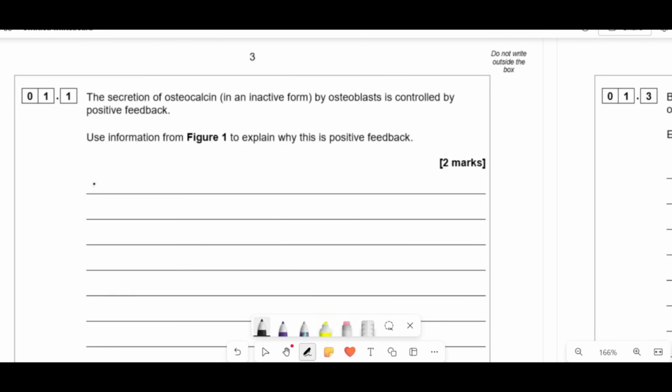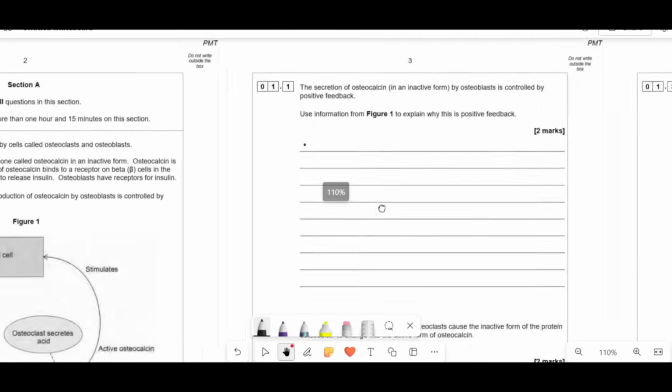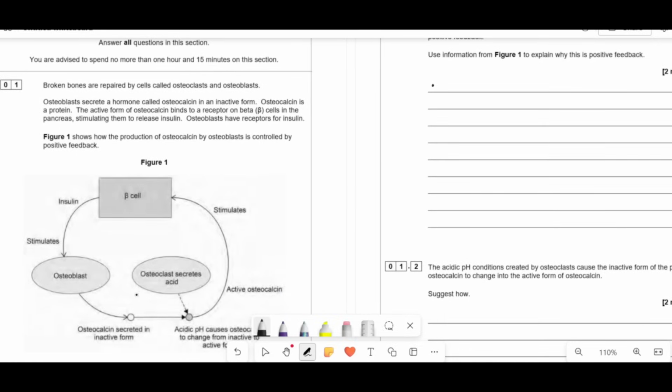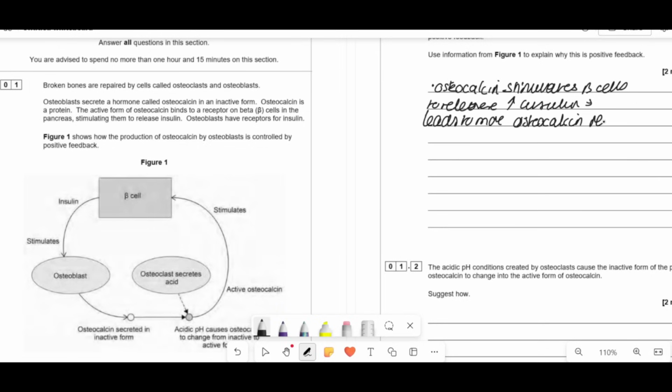Well, first of all, you can see from what I was just saying before, that entire thing, you can see that eventually osteocalcin causes more insulin release because all of that keeps happening. So osteocalcin stimulates beta cells to release more insulin, and this leads to more osteocalcin release. And it's a self-perpetuating cycle.